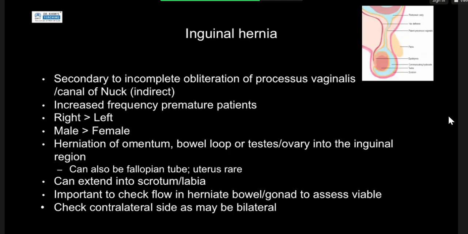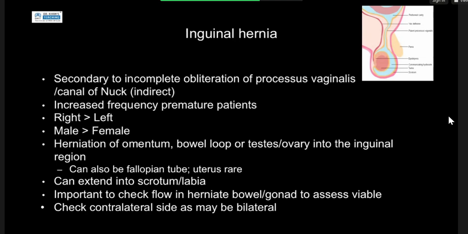It's important to see the full extent of the hernia because it can extend into the scrotum or labia. So if you have a child presenting with scrotal or labial swelling, consider could it be a hernia, and ultrasound. And it's important to check flow in the herniated bowel because if it's non-reducible, if it's incarcerated, you can get ischemia within the bowel.